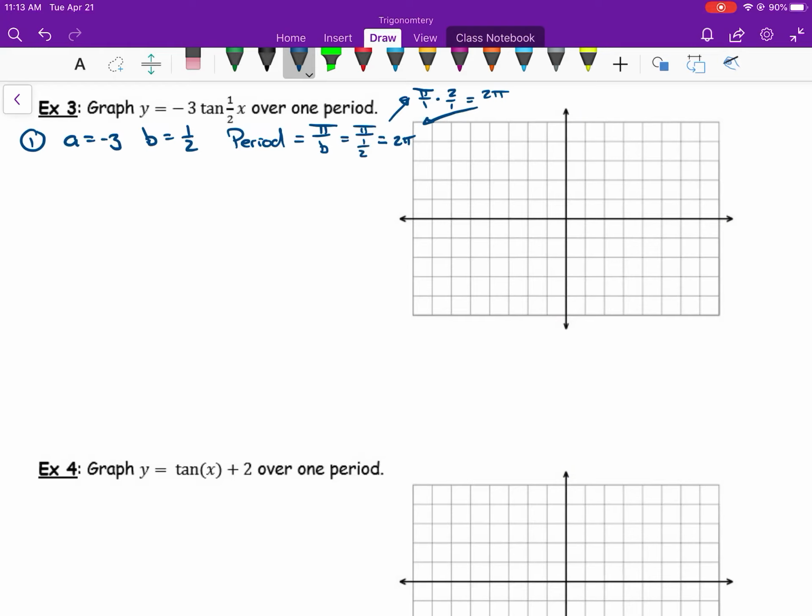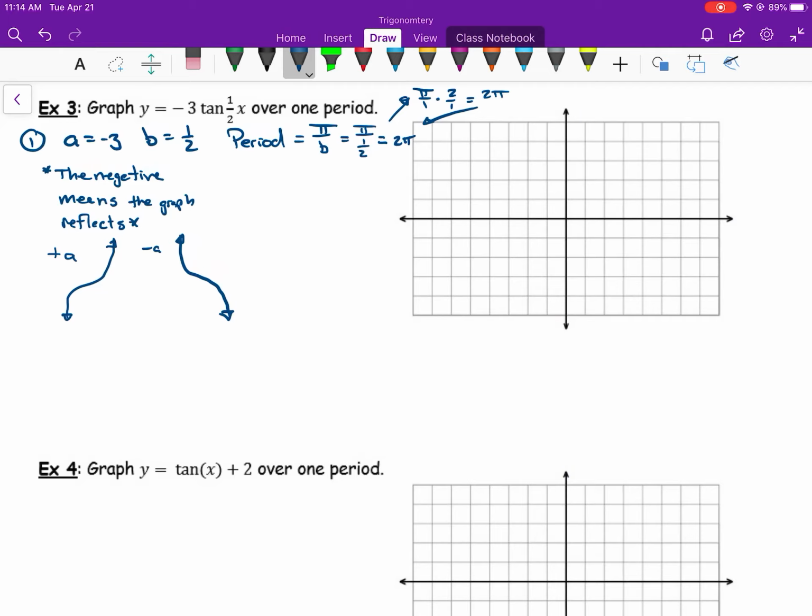Alright, so the negative A here, the negative means the graph reflects. So a positive A means the graph does this. So a negative A means the graph will decrease from left to right. So that's the only difference right here.